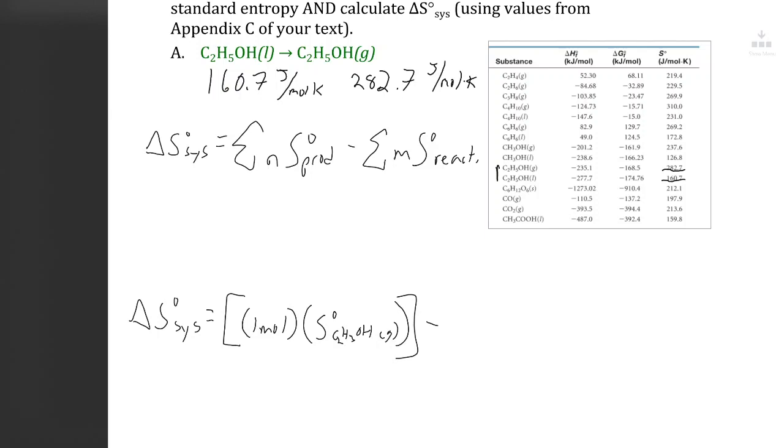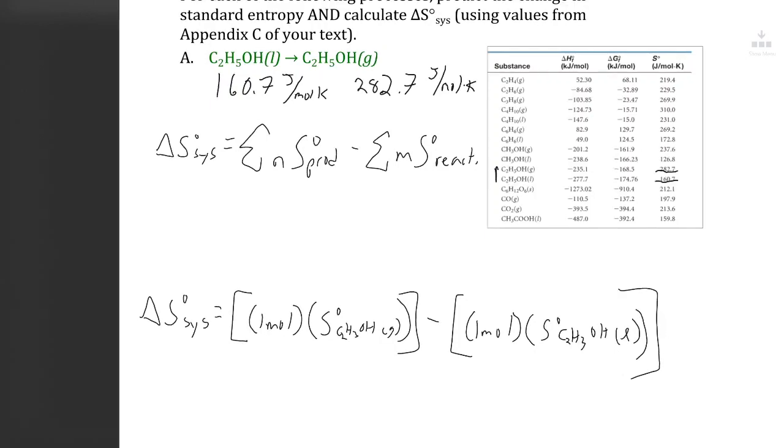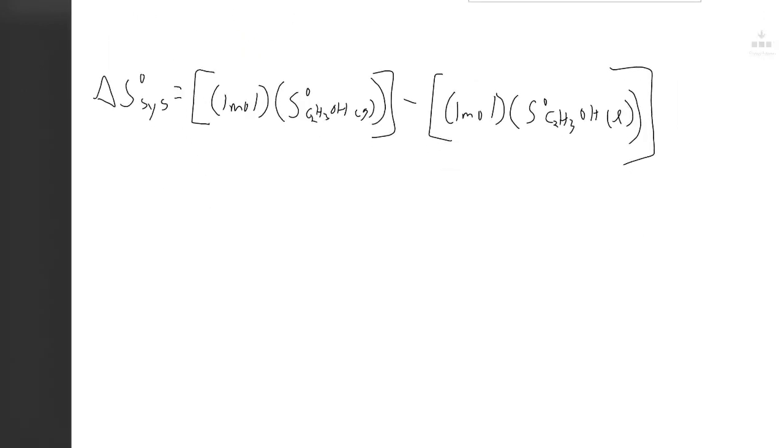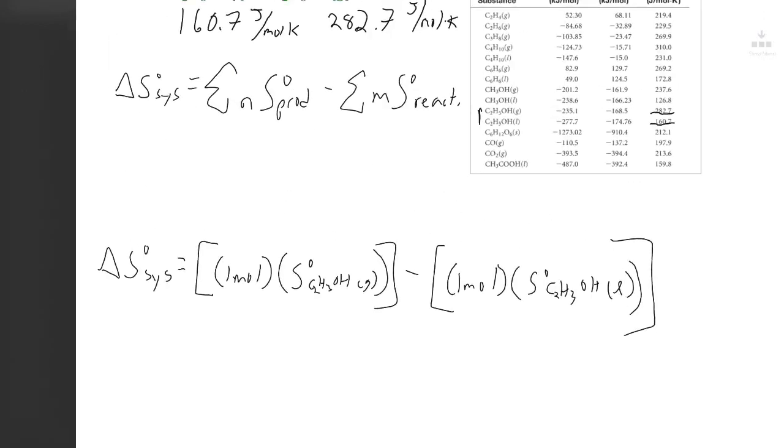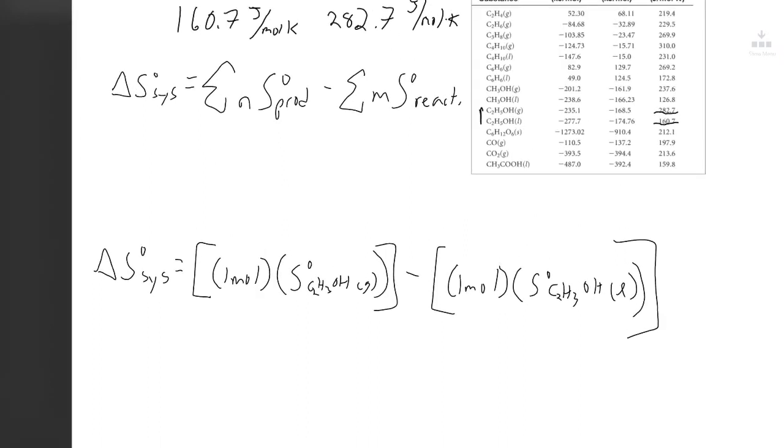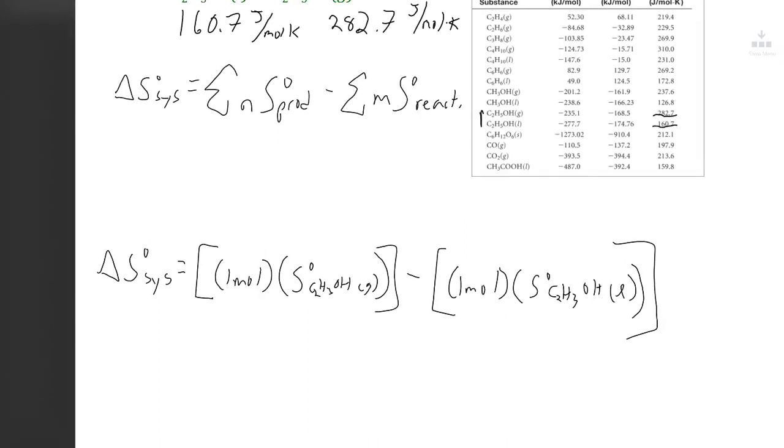Now let's look at our reactant side. Again, we have 1 mole times the entropy of CH3CH2OH, but now we have the liquid form. So that's our equation. Now we just need to substitute everything in. I'll slide this up so we can see our values still. That would be helpful. Okay, so now let's plug everything in.